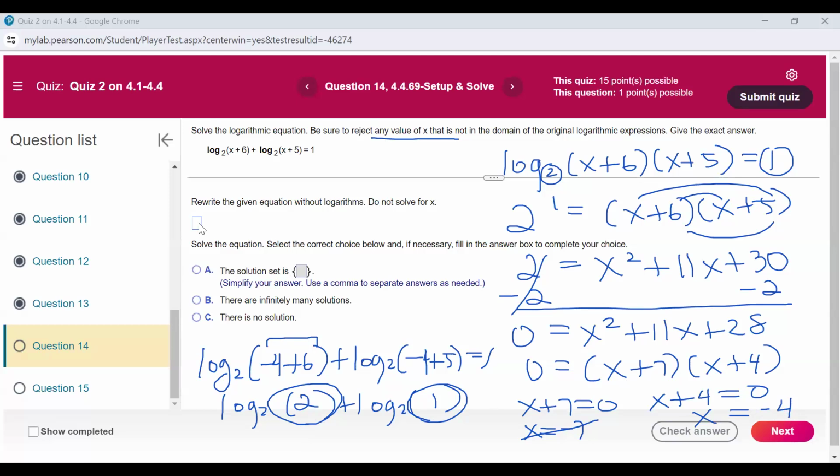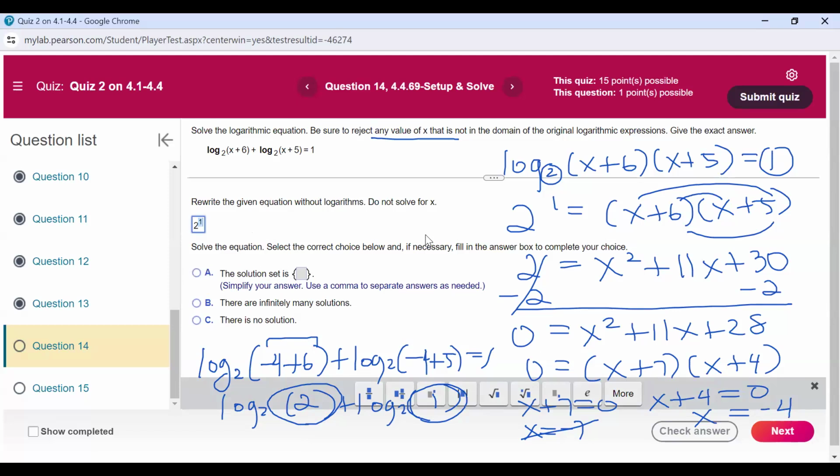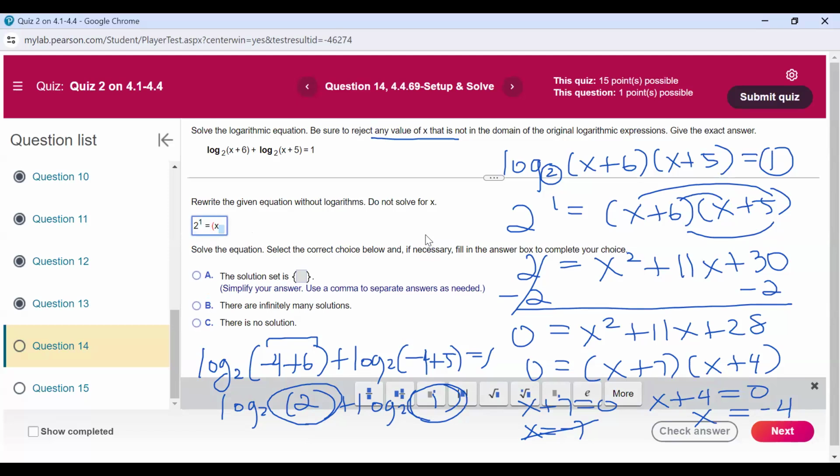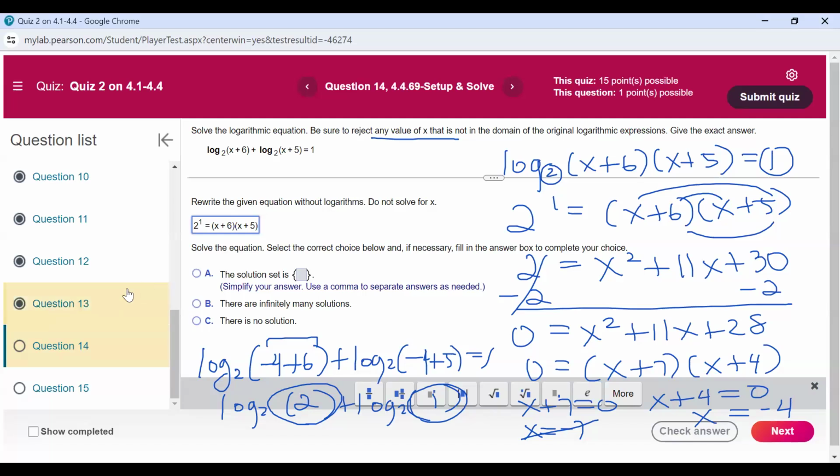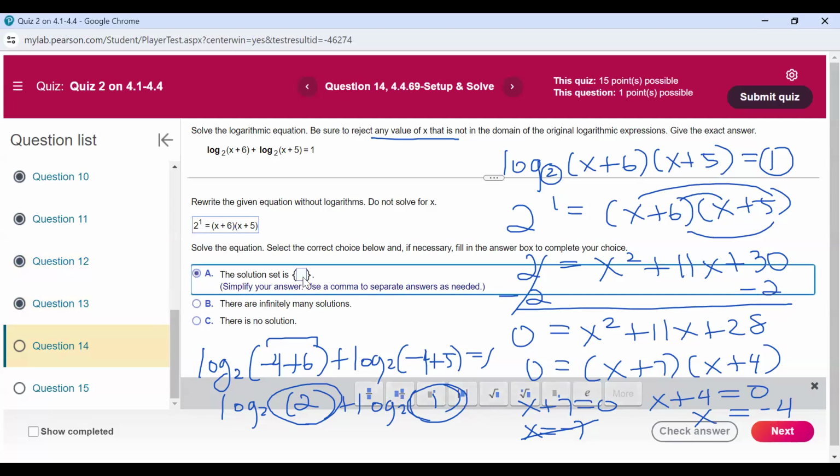Actually, okay, let me just type one in. We need to rewrite the equation without logarithms. It says do not solve for x. So I would rewrite this as 2, where's the exponent button, 1 was x plus 5. And then the solution set here is only -4.